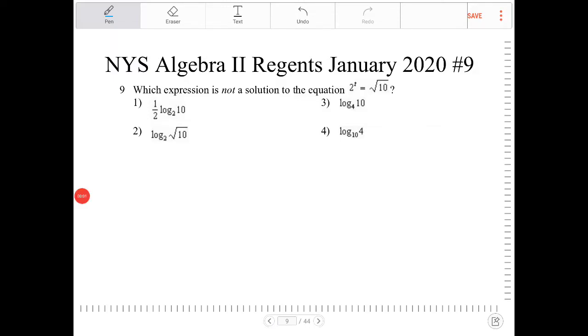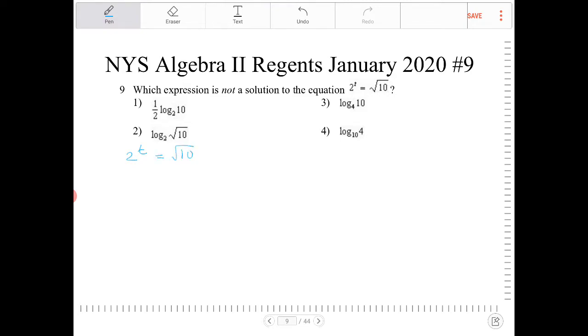Which expression is not a solution to the equation 2 to the t is equal to radical 10? So instead of trying to figure out which is not a solution from the get-go, let's actually solve this equation using the methods that we know. And then from there, we can logically conclude which of the answer choices doesn't match our way of thinking. So I'm going to start by rewriting the original problem over here.